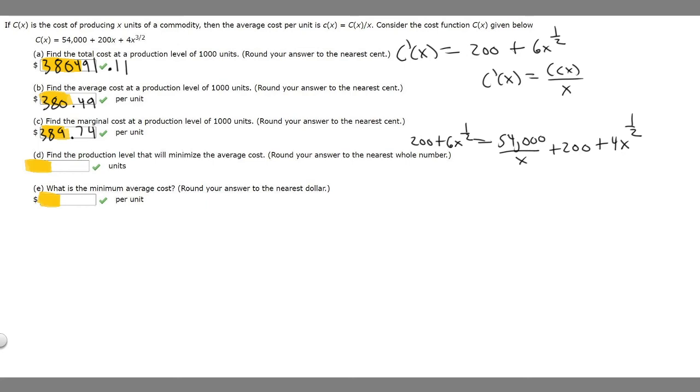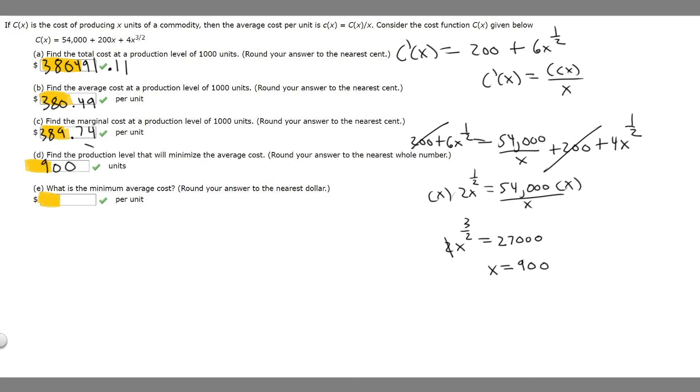And so now that we got this, we can just simplify. So these 200s can cancel basically. And then if we subtract 4x to the 1 half to the other side, we'll get 2x to the 1 half is equal to 54,000 over x. Then if we multiply both sides by x, this is just going to become 2x to the 3 over 2, which equals 54,000, and then we're going to divide by 2. So it's just going to become x to the 3 over 2 is equal to 27,000. And then if we solve for x, we're going to get that x is equal to 900. So x equals 900, that's going to be the answer to D.